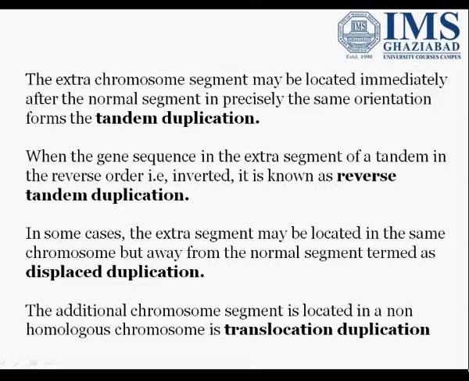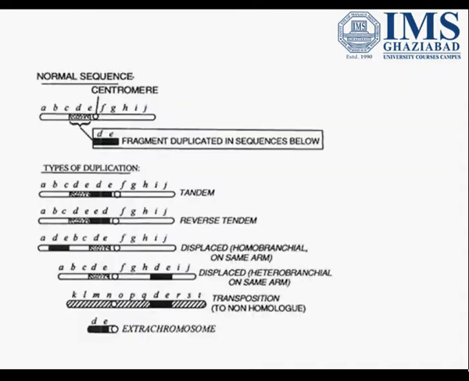Now come to the first one. This is the general introduction of the tandem and reverse tandem. We will discuss it with the help of the photograph. You just find out that this is the normal sequence. You just see that A, B, C, D, E, F, G, H, I, J are the genes placed, and this is the circle which is presenting the centromere. We are having this fragment, or you can say the segment, that is DE. This is the segment which is to be duplicated in the sequences given below.